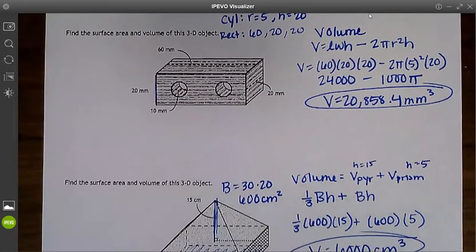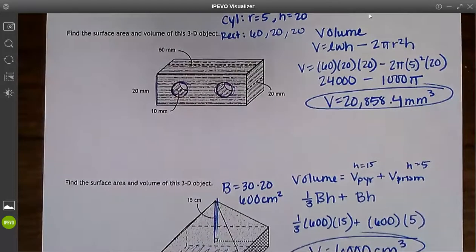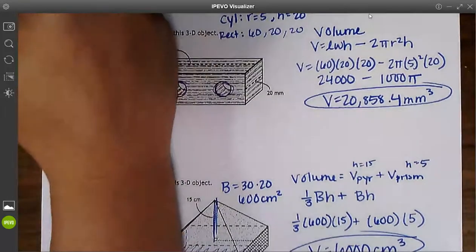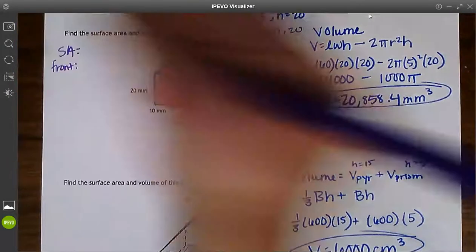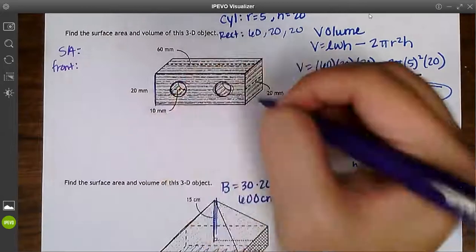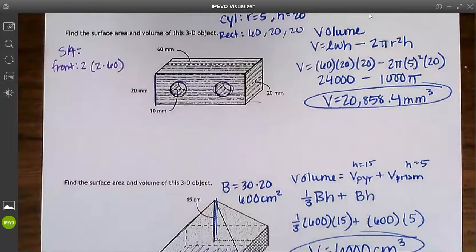The next one, my surface area here is going to be a little easier. I'm going to find the area of all 6 faces of this rectangular prism. But then I'm just going to subtract the area of these circles, 2 on each side. So my front and back is going to be 20 by 60. So I've got 2 of them, 20 times 60.